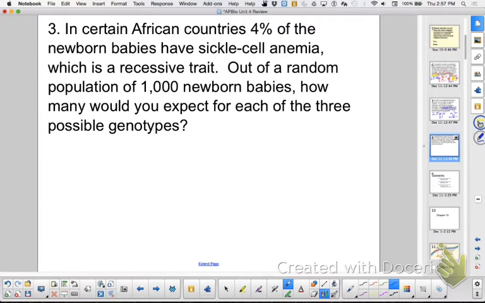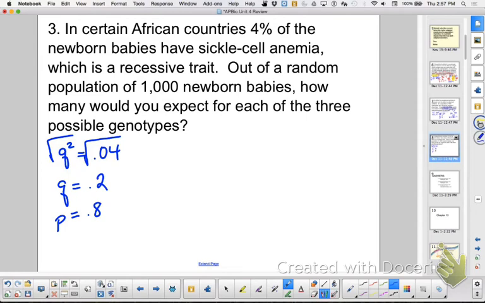In certain African countries, 4% of the newborn babies have sickle cell anemia, which is a what? Recessive trait. Okay, so 4% have, what part of our equation is that referring to? q squared, which equals, if I'm writing it as a decimal, 0.04. So if I want to find q, what do I have to do? Square root. q equals what? 0.2. That means p equals what?